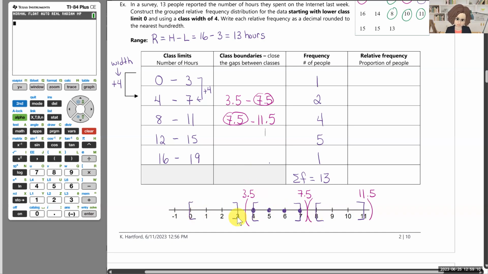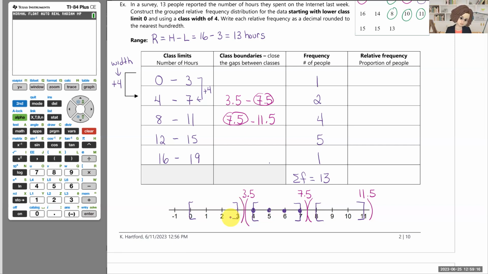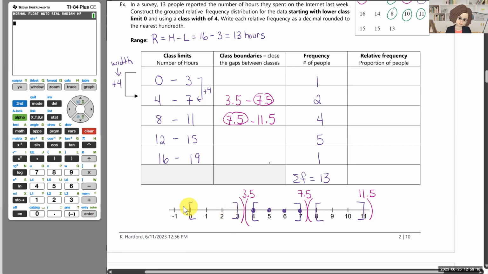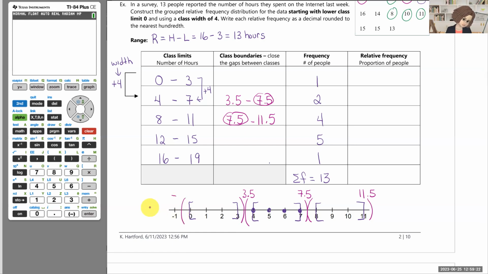All right, I'll draw one more here. So for 3, its boundary, we'd go up to 3.5. And for 0, that lower boundary, we would go down halfway to -1. So negative 0.5. All right, so the first grouping, the first class boundaries, negative 0.5 to 3.5.